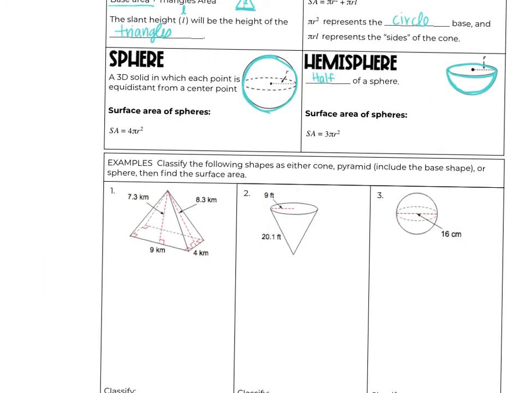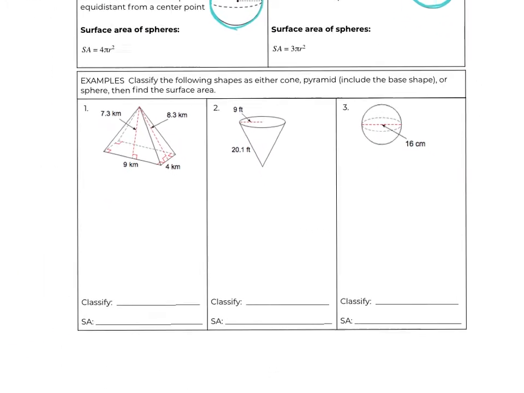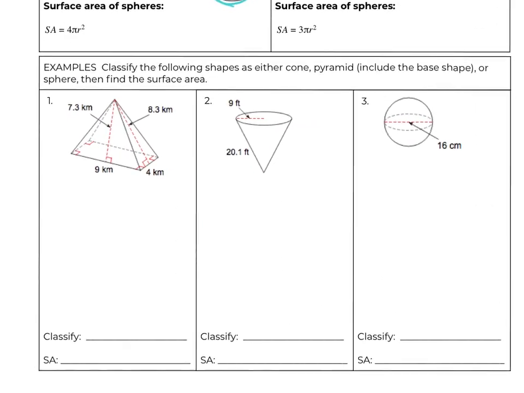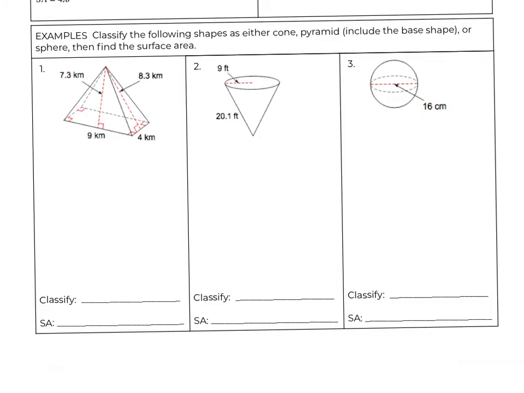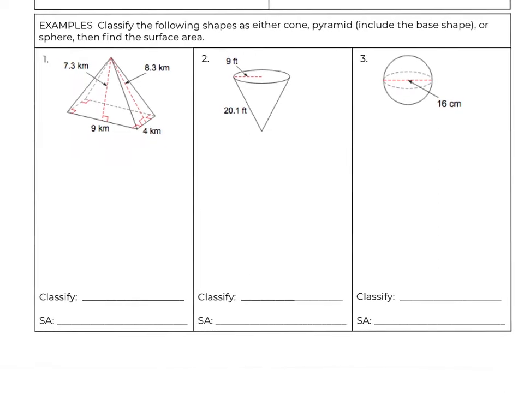All right, so let's just take a minute here and classify these 3. On the part down here where it says classify, I just want you to write what shape. On number 1, you do need to write what shape the base is. So for a pyramid, if it's a triangle base, I would say triangular pyramid. So for this one, find what shape the base is, and classify each of those.